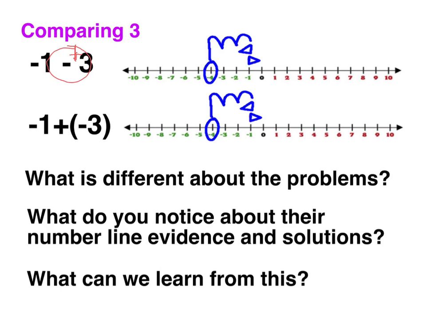Okay, the next one, we are adding a negative. So here we're subtracting, here we're adding. In the first one, we have a positive. In the second one, we have a negative. So they're basically opposites in both ways. That's what's different about the problems. But look at their number line evidence and solutions. They're identical. So not only do we have the same answer, but the solution is the same. So what we can learn from this is that subtracting a positive is the same as adding a negative, and so we can switch back and forth between the two.